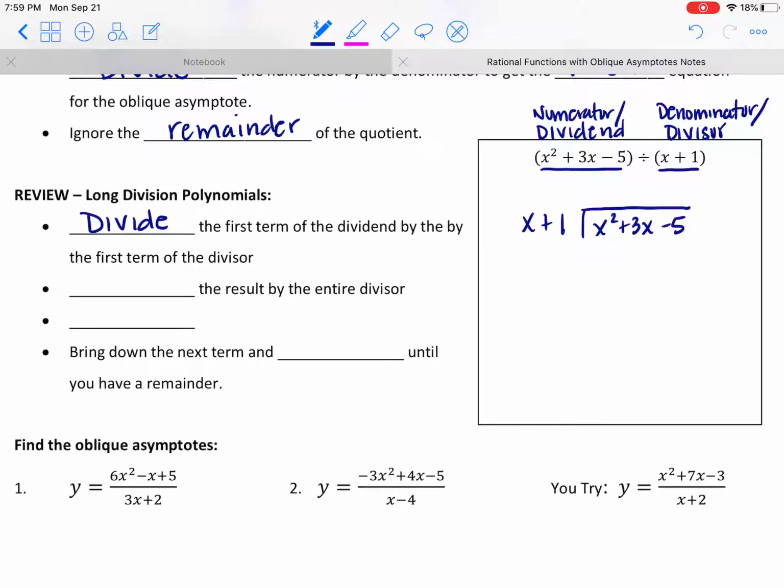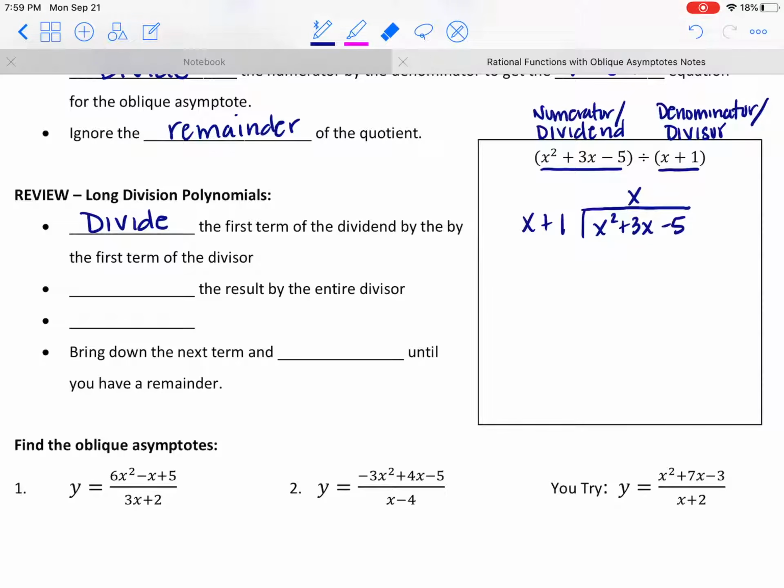So we divide. Now when we divide, I'm only going to be dividing the first term of the dividend by the first term of the divisor. So it's just an x squared divided by x. Now what is x squared divided by x? Well, 2 minus 1 is 1. That's just going to be x to the first, right? So x to the first is going to be the first part of my answer.